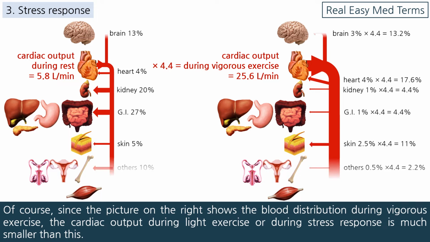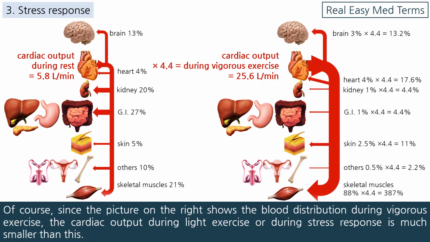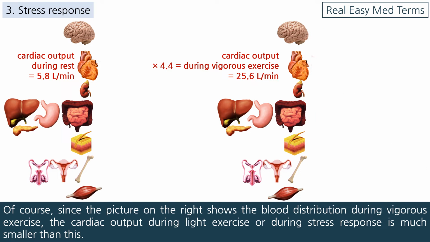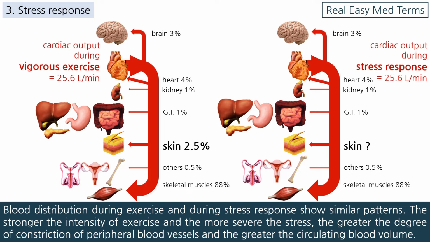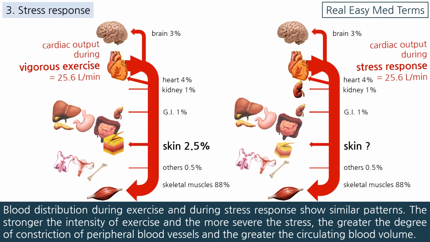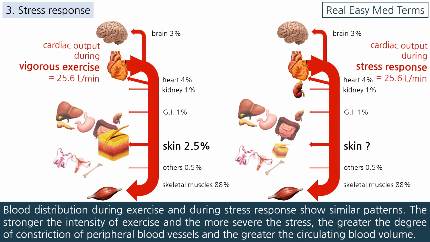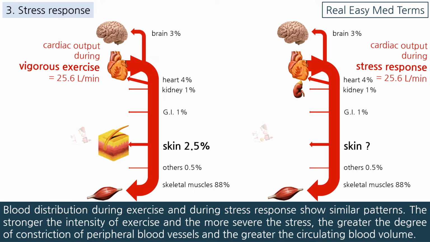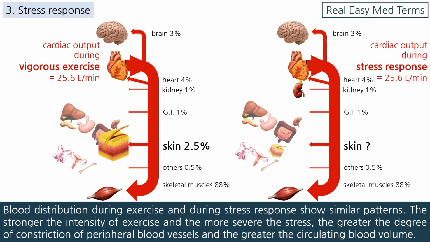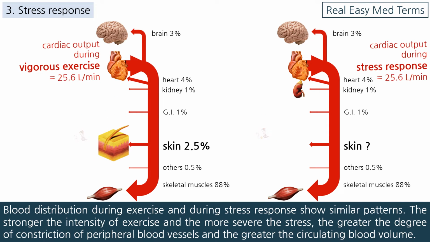Of course, since the picture on the right shows the blood distribution during vigorous exercise, the cardiac output during light exercise or during stress response is much smaller than this. Blood distribution during exercise and during stress response show similar patterns. The stronger the intensity of exercise and the more severe the stress, the greater the degree of constriction of peripheral blood vessels and the greater the circulating blood volume.